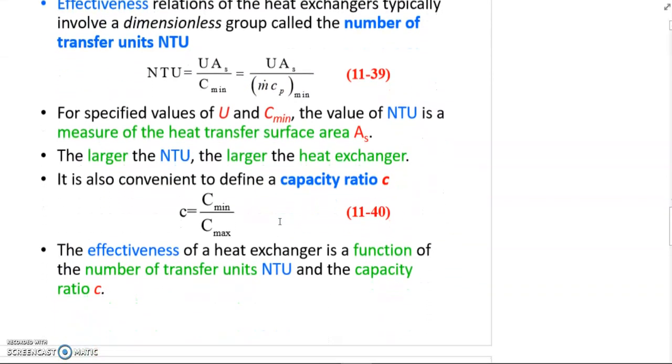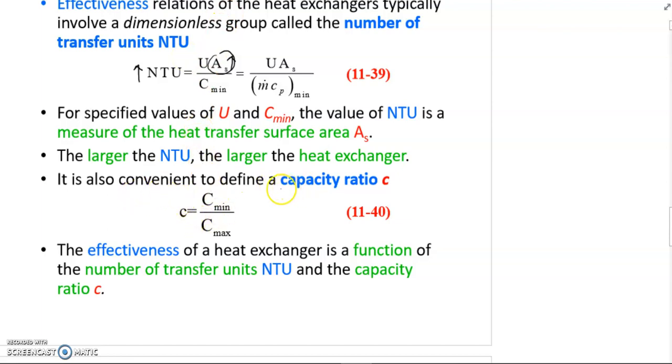Okay. So here it says the larger the NTU, the larger the heat exchanger. So if you have high NTU, your area will also be high. So area means larger heat exchanger. And from area, you can also calculate your diameter and also length of your heat exchanger, depending on the case, whether they give you length or whether they give you diameter.